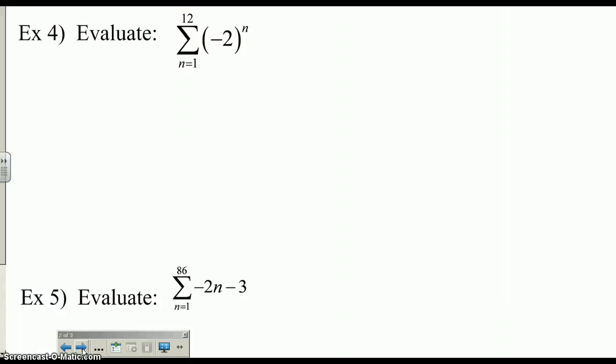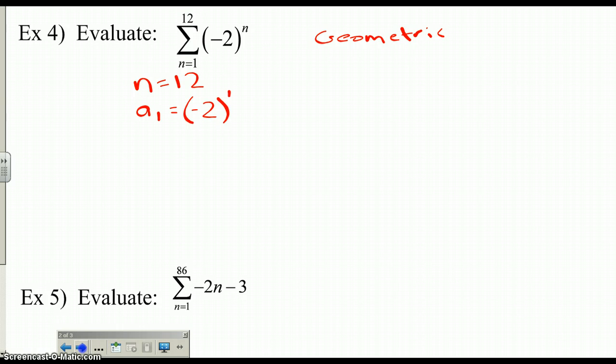This is going to be geometric as well, because of the form that it's in. It goes from 1 to 12, so we know the number of terms is going to be 12. 12 minus 1 is 11. Add 1, you get back to 12. But we need this first term, so a sub 1. That comes out to be negative 2. So now we have the first term, we have the number of terms, and here's our r, negative 2. So let's plug it into the formula.